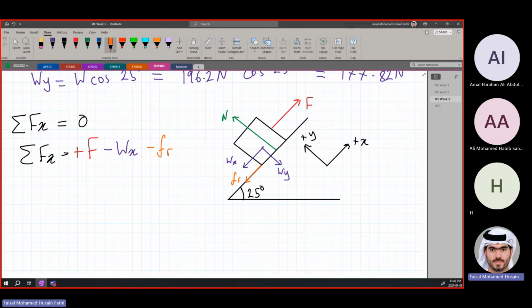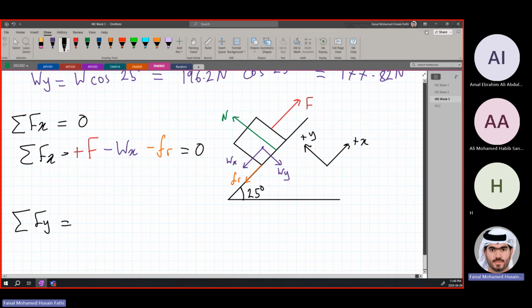And the same thing again with Fy. This is going to be equal to 0, obviously. Same thing we will do with Fy. Sigma Fy is equal to 0.